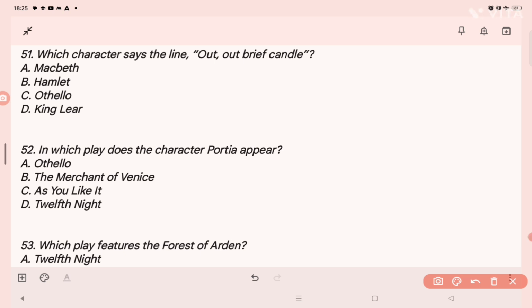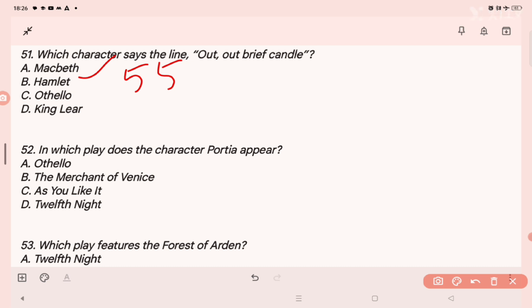Which character says the line "Out, out, brief candle"? Option A. Macbeth. This line is spoken by Macbeth in Macbeth Act 5, Scene 5, reflecting his despair after learning of his wife's death.